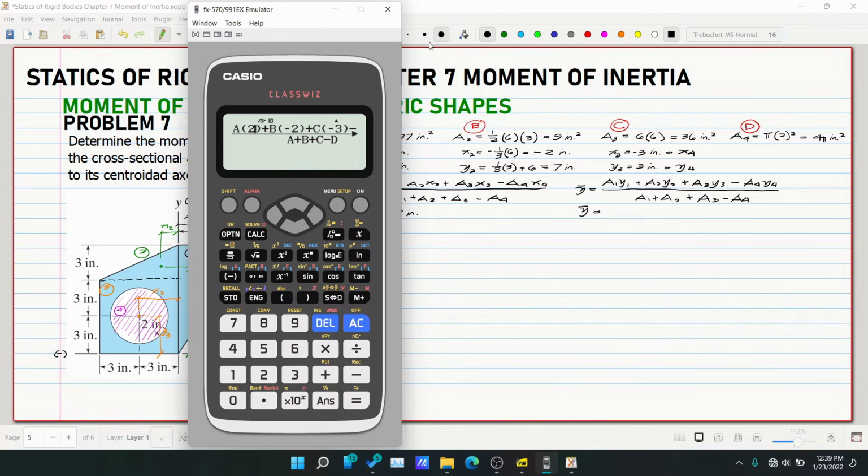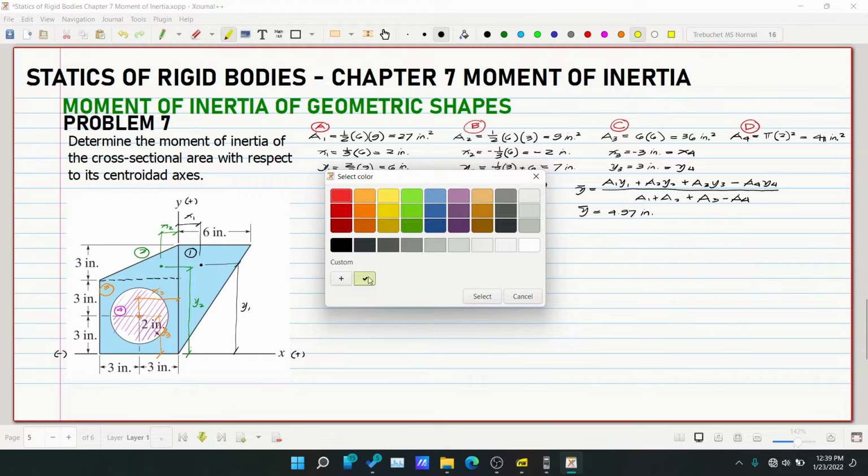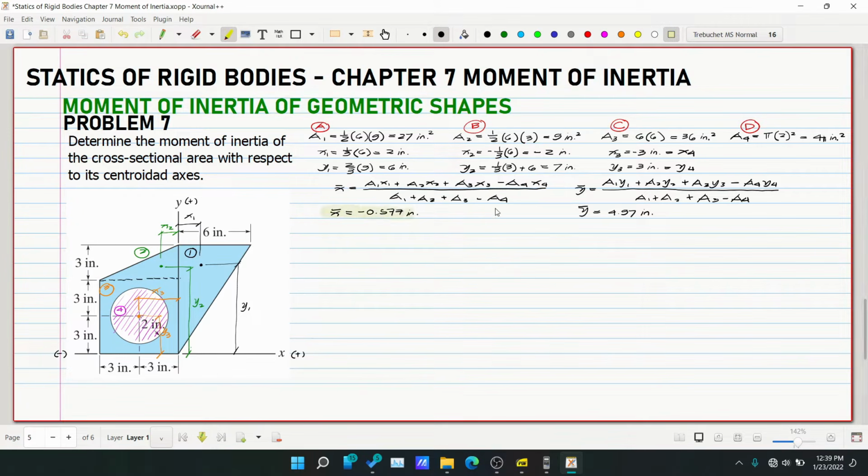So, ano bang y1 natin? 6. Y2 natin is positive 7. Y3 natin is 3. And ang y4 natin is positive 3. So, 4.97 inch. So, i-plot natin x bar and y bar.